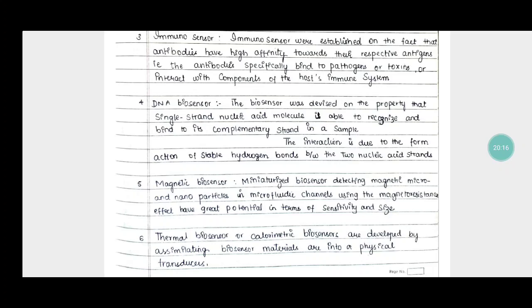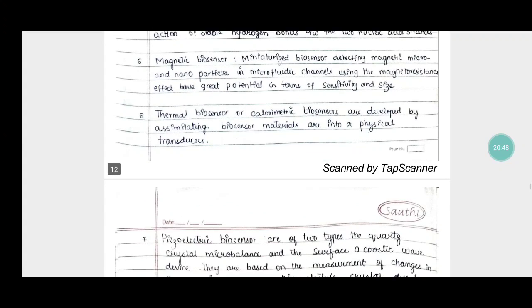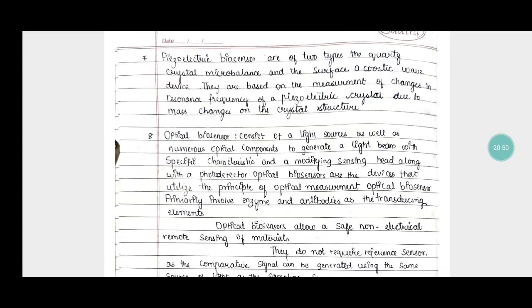Number five, the magnetic biosensor, which is a miniaturized biosensor detecting magnetic micro and nanoparticles in a microfluidic channel, using the magnetoresistance effect, and has great potential in terms of sensitivity as well as size. And lastly, number six, the thermal biosensor or colorimetric biosensor, which is developed by assisting biosensor material in a physical transducer. Number seven is the piezoelectric biosensor.